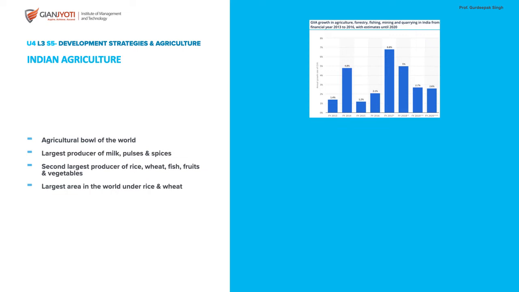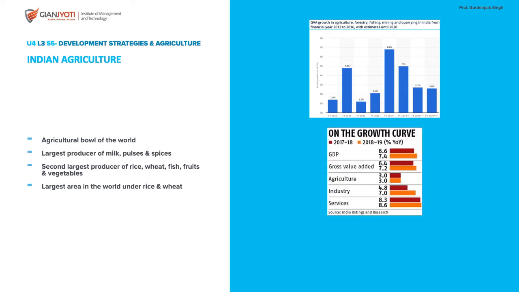So, the gross value added by agriculture and allied agricultural sectors from 2013 to 2020, the graph which you are seeing, goes from 1.4% to 2.6%. So from 2012 onwards, it is on a decline, and it is not a very sustainable contribution. If you now look, it is almost at 3%. That is the contribution to the GDP. So if you look from 2017-18 to 2018-19, total GDP goes from 6.6 to 7.4, and the gross value added is 6.4 to 7.2, that is GVA.